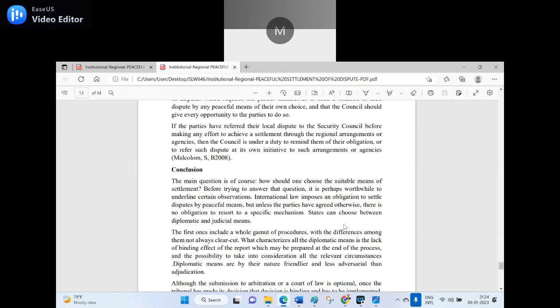In the same manner, international law imposes an obligation to settle disputes by peaceful means, but unless the parties have agreed otherwise, there is no obligation to resort to a specific mechanism. States can choose between diplomatic and judicial means. They can approach by the diplomatic means, by the judicial means, or by the regional agencies. Overall, what you want is a peaceful settlement between the parties. Is it or not?